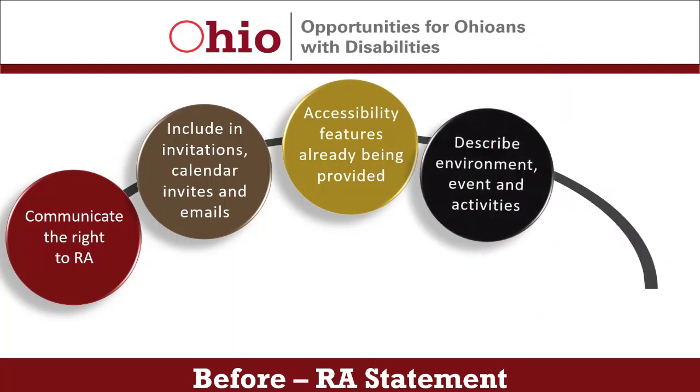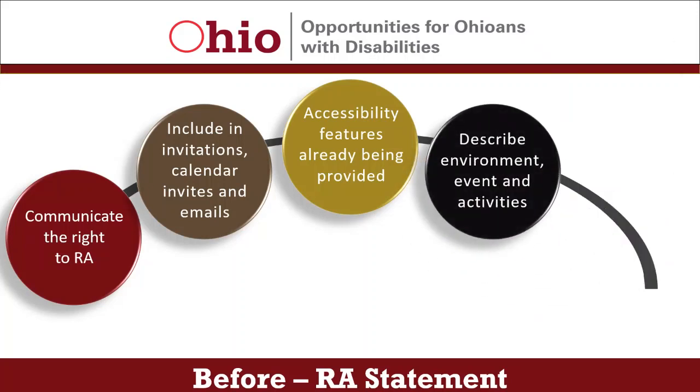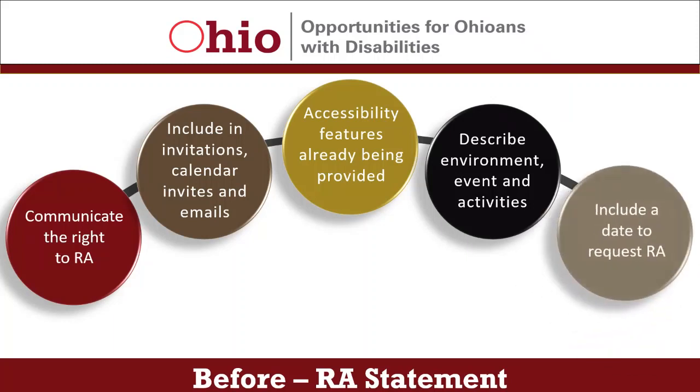It's also helpful to describe the environment, the event, and any activities planned. For example, if activities will include moving about the space and interacting with others, it's helpful for attendees to know this in advance. Another tip is to include a date to request a reasonable accommodation by, because some accommodations may take some time to coordinate, like sign language interpretation. However, if someone does make a request after the deadline, you do still want to make your best effort to provide the accommodation if you can.